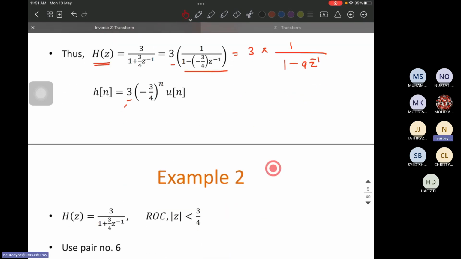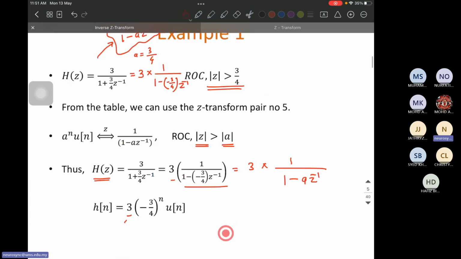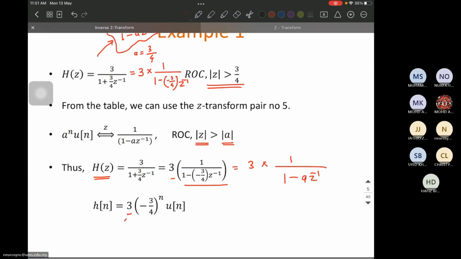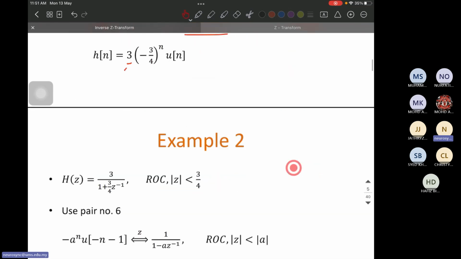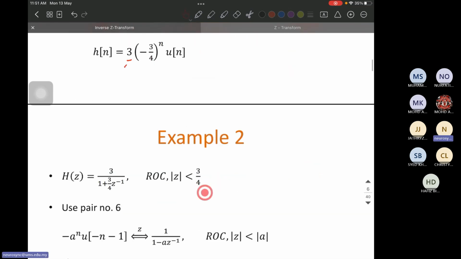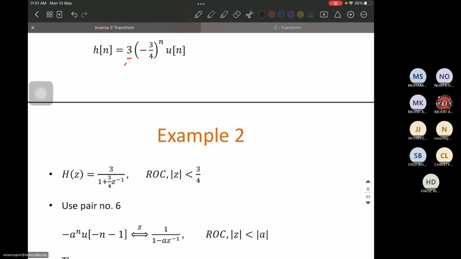Okay, now in this case, the ROC given is mod of Z greater than 3 by 4. Now, if mod of Z less than 3 by 4 is given, in that case, what will happen?